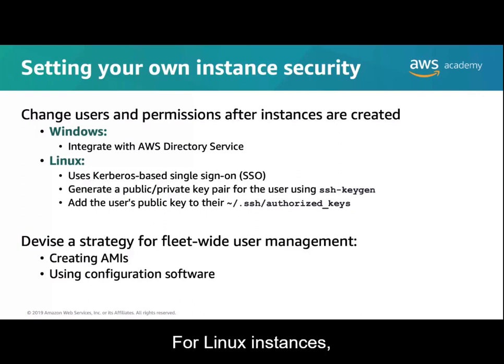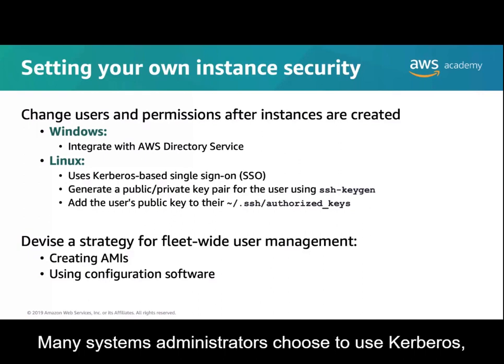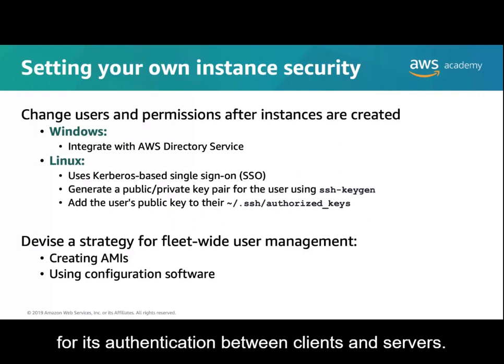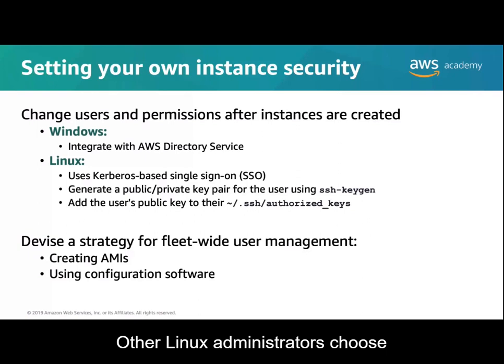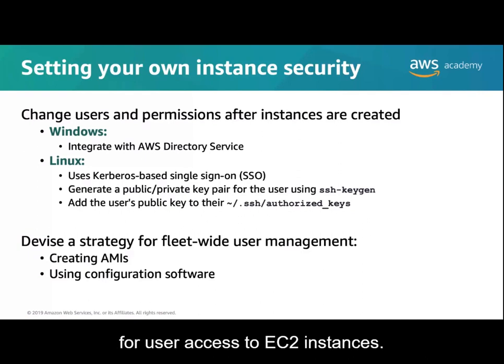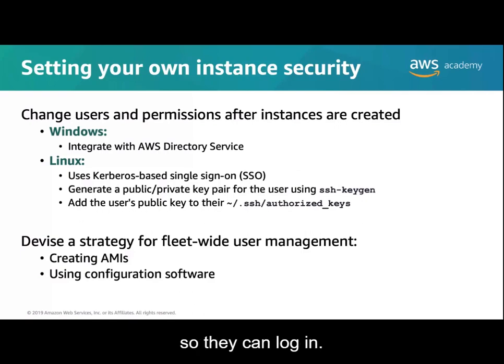For Linux instances, there are a number of security options available. Many systems administrators choose to use Kerberos, which is a type of network authentication protocol that uses secret key cryptography for its authentication between clients and servers. Kerberos can be part of a single sign-on solution, or SSO. Other Linux administrators choose to use tools like SSH Keygen to generate their own public and private key pairs for user access to EC2 instances. With this option, the public key details are configured in the user's .ssh/authorized_keys file, and then the private key must be made available to the user so they can log in.